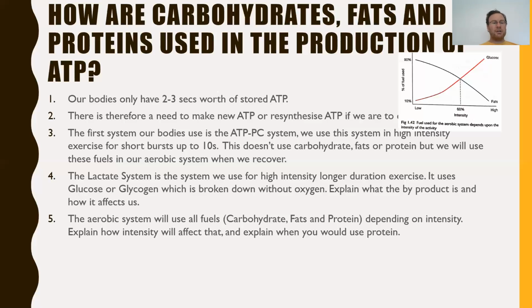And then lastly, you're going to explain the aerobic system. So the aerobic system uses all of those fuels: carbohydrates, fat, and protein. And depending on the intensity, you could show that carbohydrate is used at higher intensity aerobic exercise. Fat is used at very low intensity exercise. And the contribution of carbohydrate increases the higher the intensity.